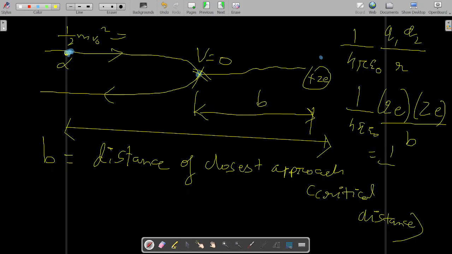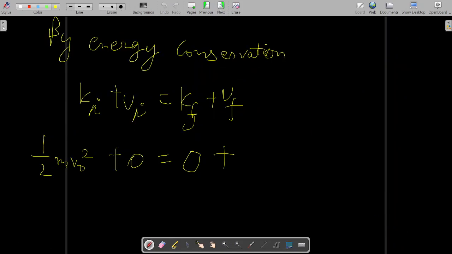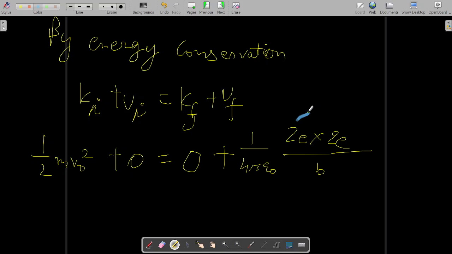So what will it be equal to? 1 upon 4 pi epsilon naught, it will be 2 ze square over b, right? This will be 1 upon 4 pi epsilon naught, ze multiplied by 2e divided by b. This is for your positively charged nucleus, and this is for your alpha particle. So that's how the thing will look like.